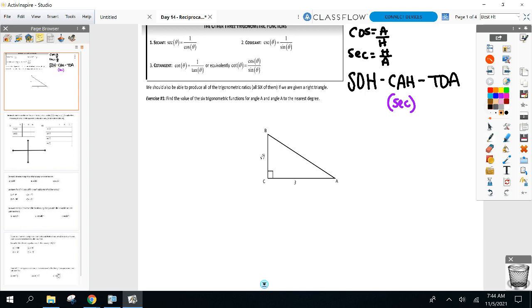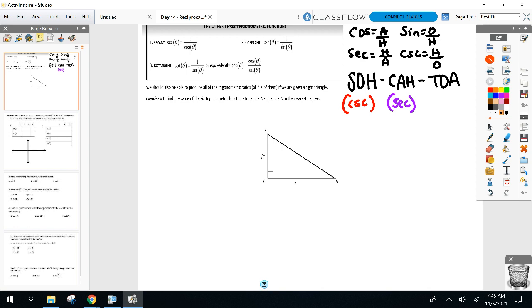Next one, cosecant, that's flipping sine. So you think about it: if sine was opposite over hypotenuse from SOHCAHTOA, what's cosecant going to be? Flip it, hypotenuse over opposite. And yes, I'm going to have you put cosecant right underneath sine. So cosecant flipping sine, secant flipping cosine.